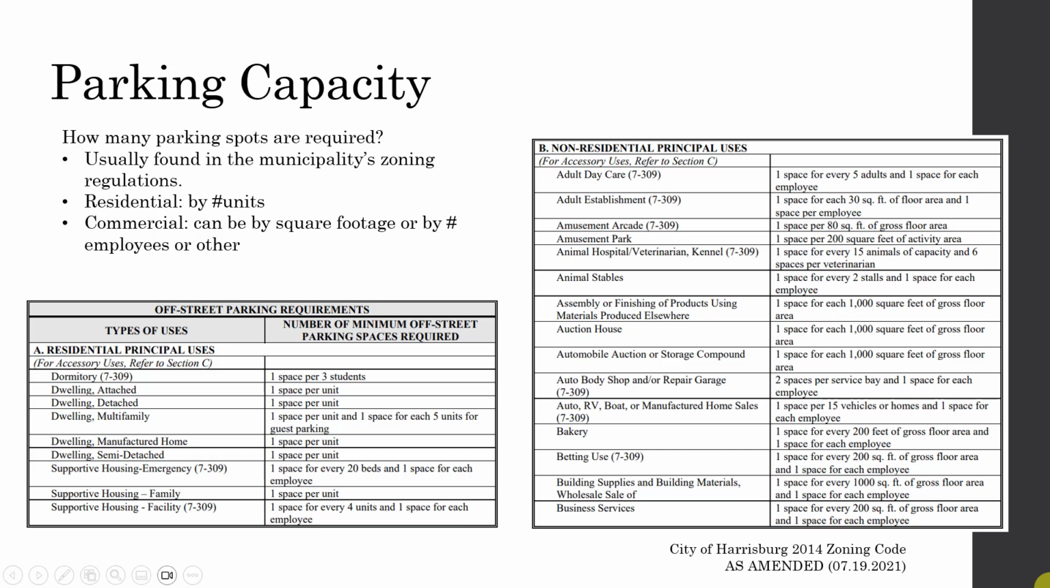So on the example on the screen, on the left, we've got residential uses, and you can see that for example, a detached dwelling, you need a minimum of 1 space per unit. And on the right, we see non-residential or commercial uses. You can see, for example, let's take a look at a bakery. You need 1 space for every 200 feet of gross floor area and 1 space for each employee. So this is fairly complicated. You've got to make sure that you're following the regulations.